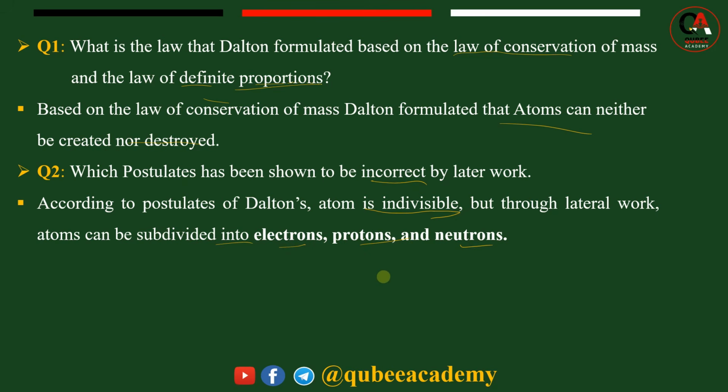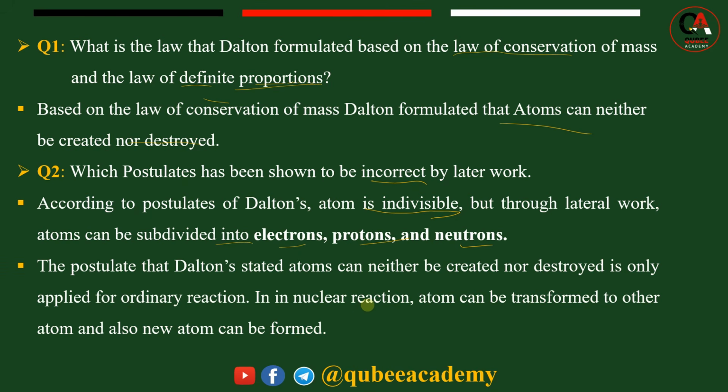What did John Dalton say in his theory? Atom is indivisible, it can't be further subdivided. But in modern atomic theory, atom can subdivide into electron, proton, and a neutron. Therefore this idea, through later work, means that through experiment, it is disproved.